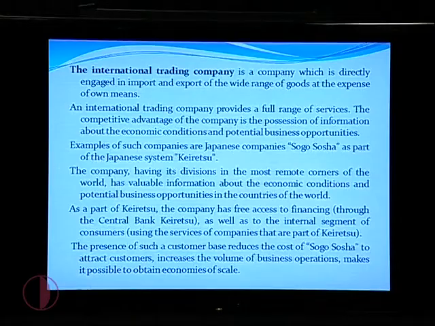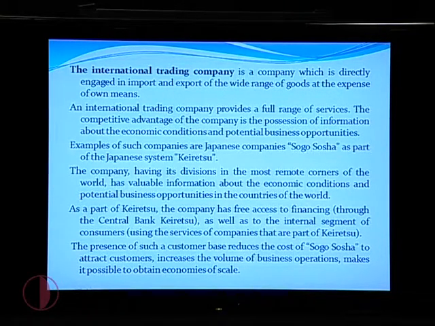The International Trading Company is a company which is directly engaged in import and export of a wide range of goods at the expense of its own means. An international trading company provides a full range of services. The competitive advantage of the company is the possession of information about the economic conditions and potential business opportunities. Examples of such companies are the Japanese Sogo Sosha, as part of the Japanese Keiretsu system.